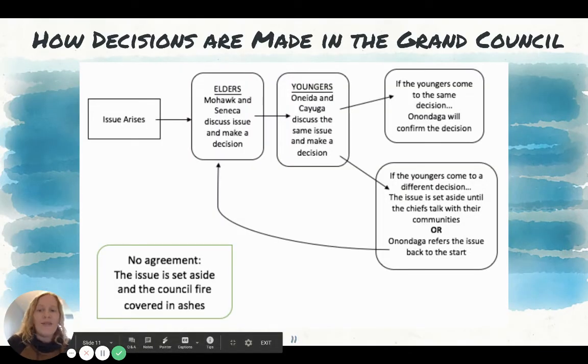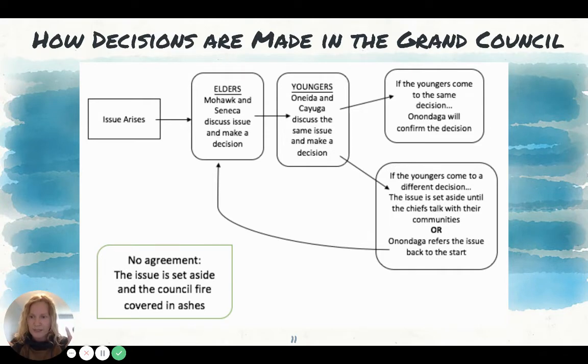Okay, so when there was a big issue for all of the Iroquois to discuss, then this is how they would get together at the Grand Council and make those decisions. So if an issue arises, like someone wants to go to war against them, then first our elders, the Mohawk and Seneca, will have to discuss the decision. If they come to consensus about whether or not they should go to war, then the discussion is going to be passed down to the younger nations to discuss. If the elders do not come to consensus, it does not move on. Okay, so they have to come to consensus and an agreement before the youngers even get a chance to discuss whether or not they should go to war.